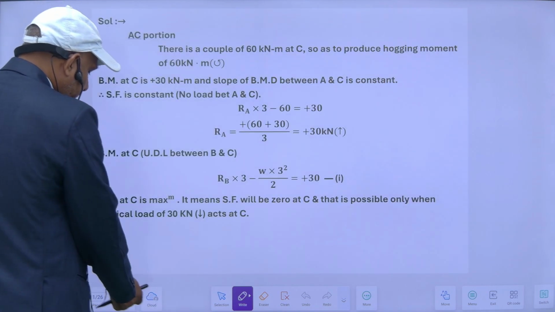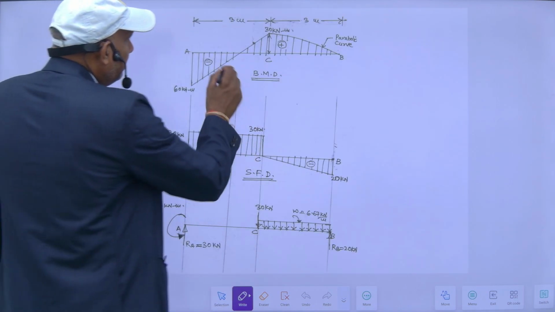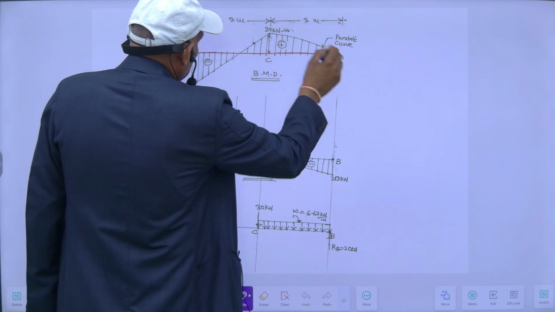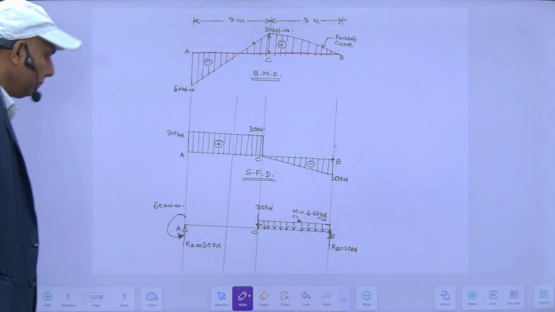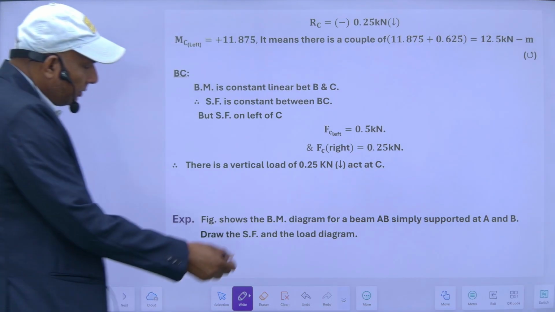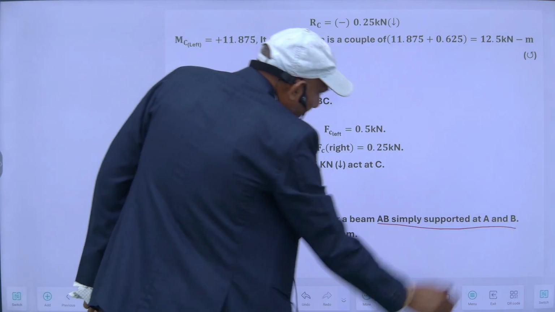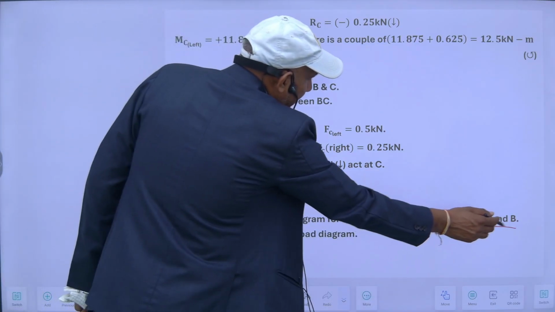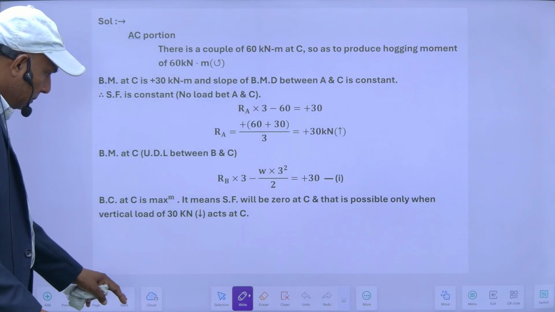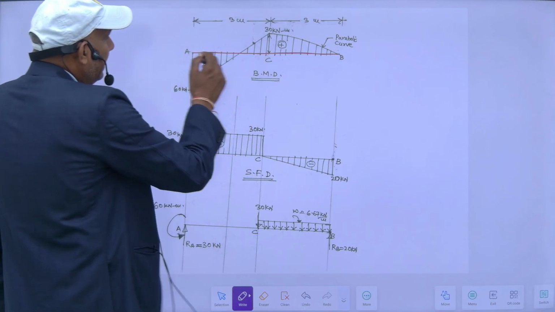So this is the beam. Its bending moment is given. The bending moment of a beam AB is given, and it is simply supported at A and B.